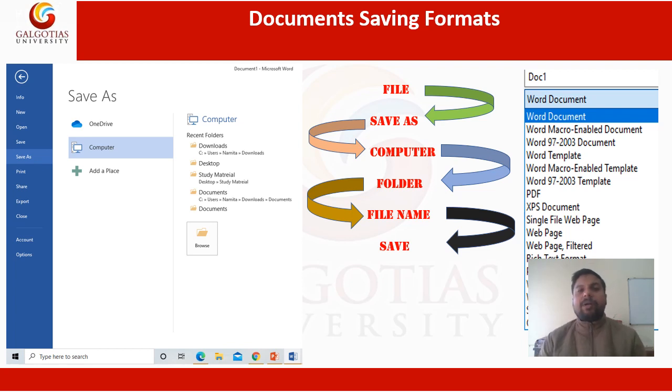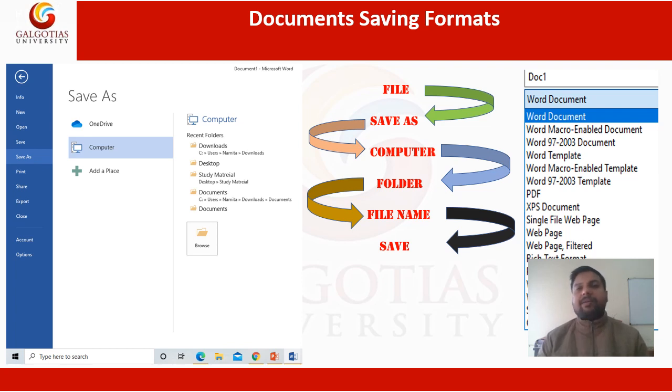After My Computer, you have to choose where you want to save, which means in which folder. If you already created a folder, you just go to that folder. Say I want to save my file on the desktop, I just click on Desktop. After that, a new tab will open which asks you for the file name.